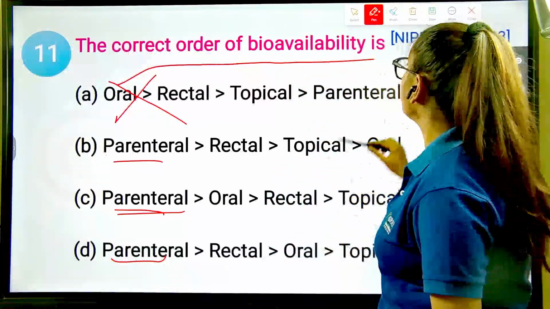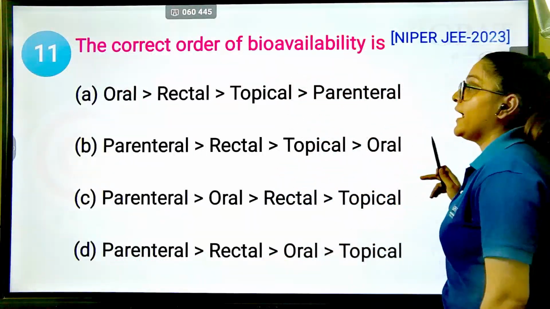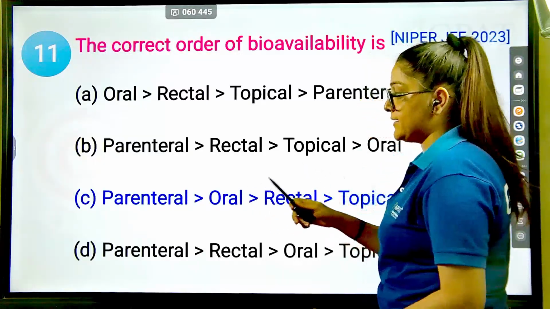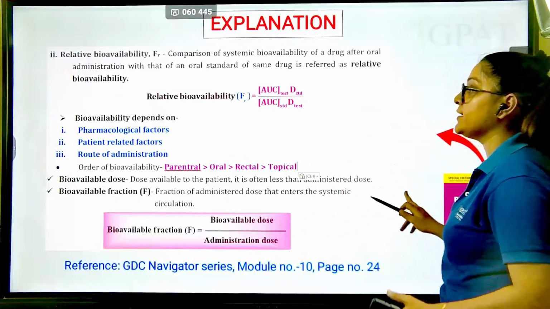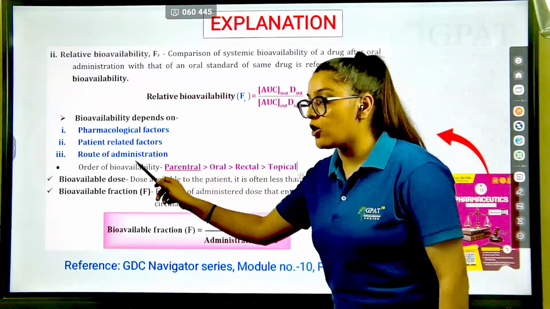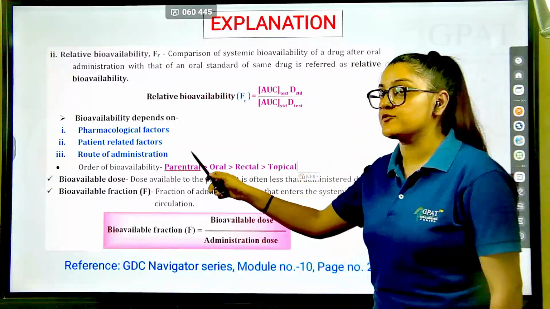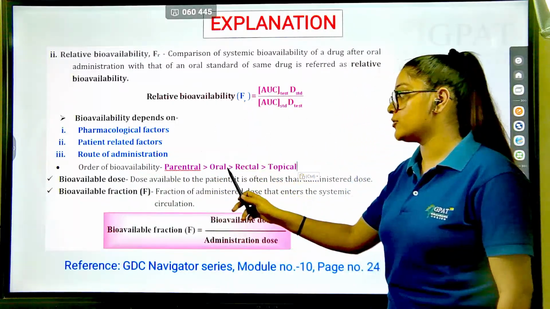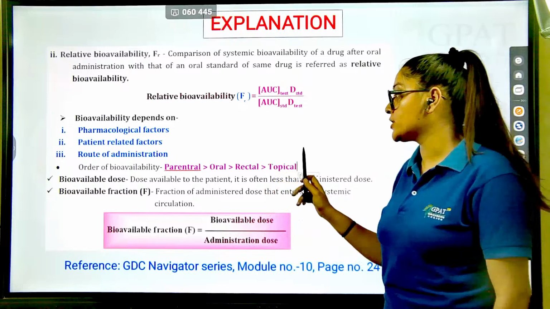Correct. So here first we have parenteral, then oral, then rectal and then topical. You can already see the order of the bioavailability here. It is for the parenteral first, then for the oral, then for the rectal, then for the topical.